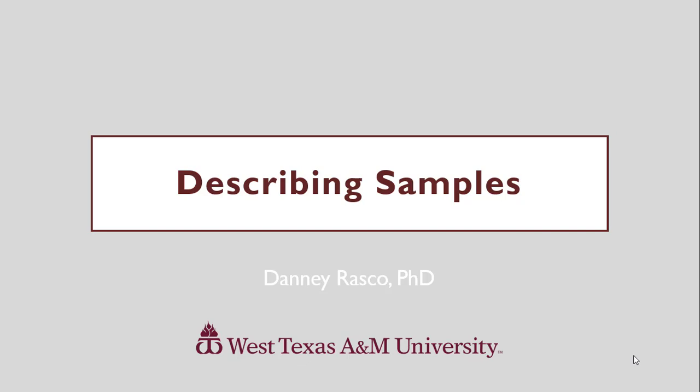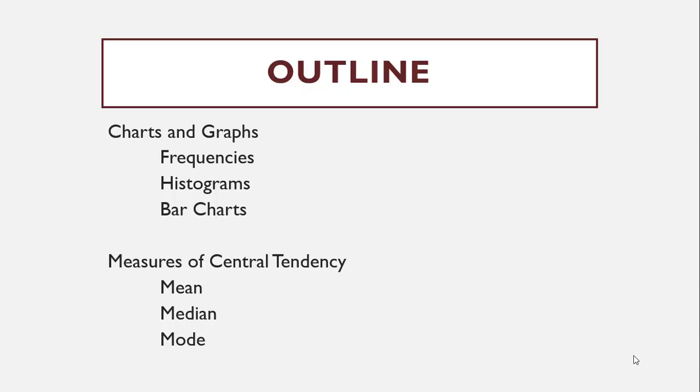And so what we're going to cover is charts and graphs, so basically visualization. So we'll talk about frequency charts or tables, histograms, and bar charts. And then additionally we're going to talk about measures of central tendency, and we use those typically to describe the average performance in a sample. So we'll talk about the mean, median, and mode, which are the three most commonly reported measures of central tendency, with the mean overwhelmingly being the most common.